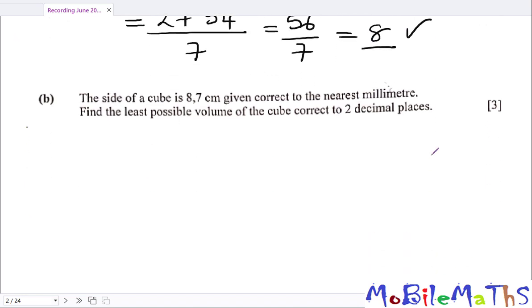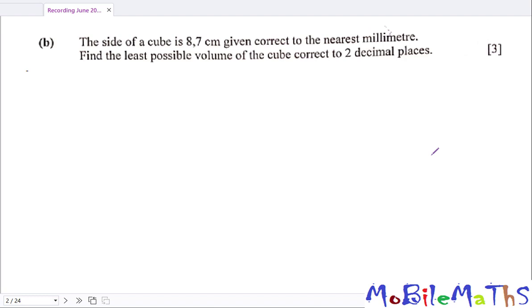Moving on to the next question, number 1b. It's saying the side of a cube is 8.7 centimeters, so we have a cube given to the nearest millimeter. So these are rounded off numbers. Find the least possible volume of the cube.